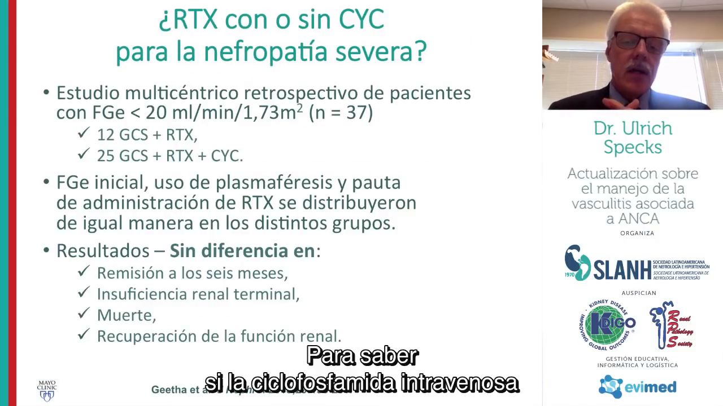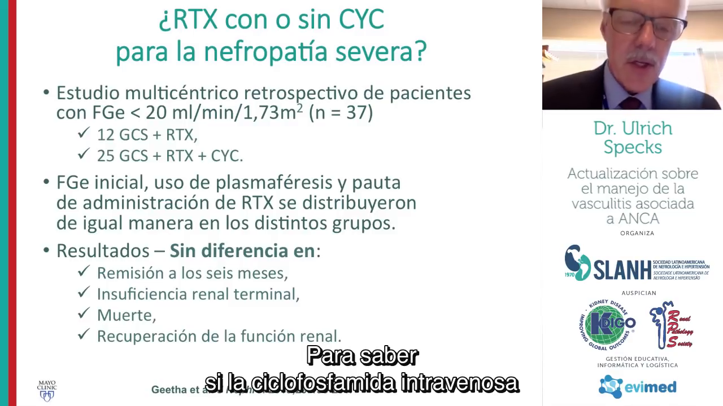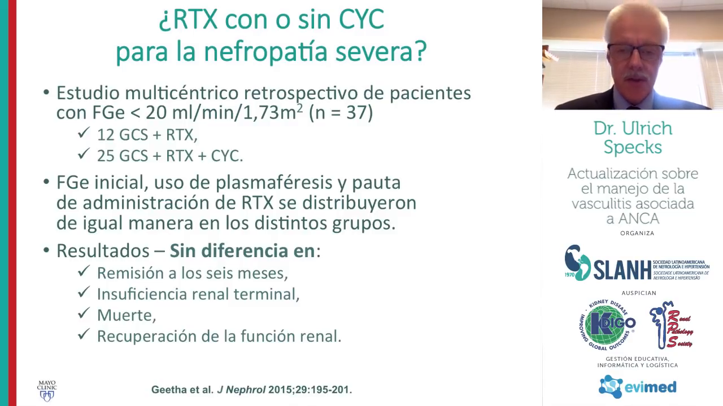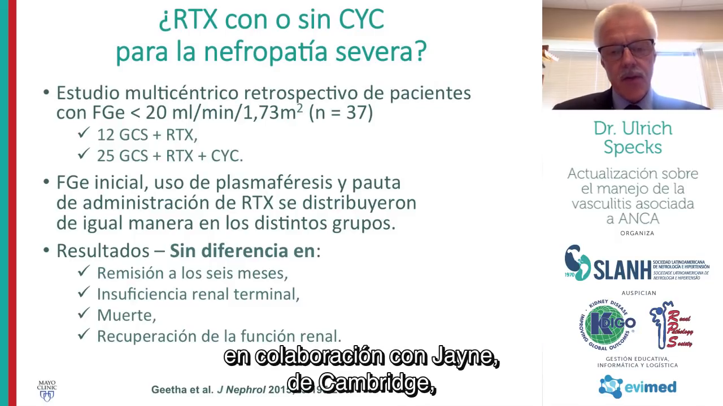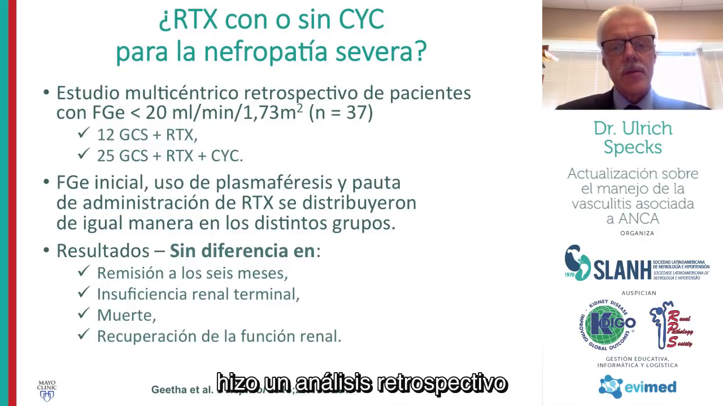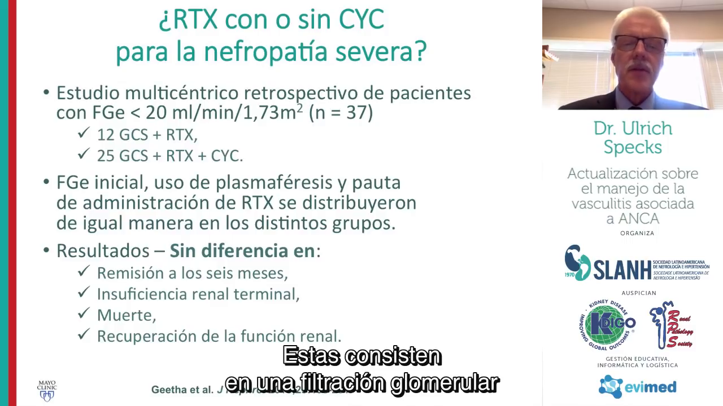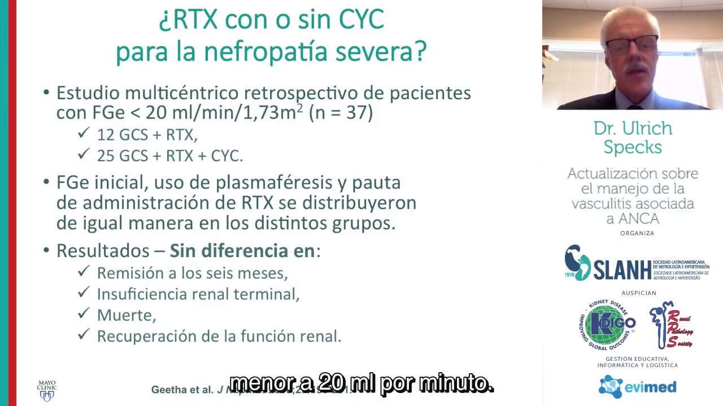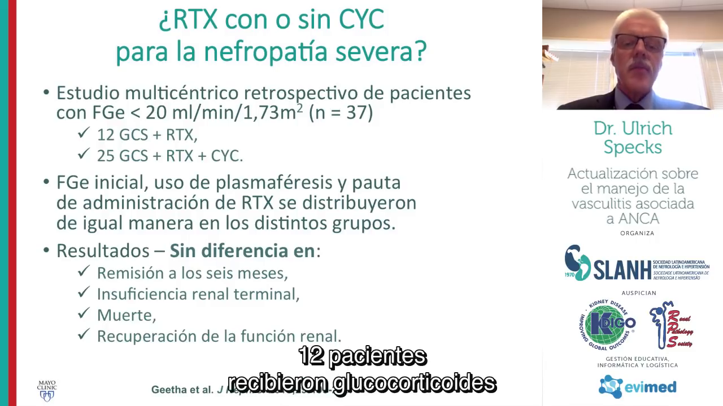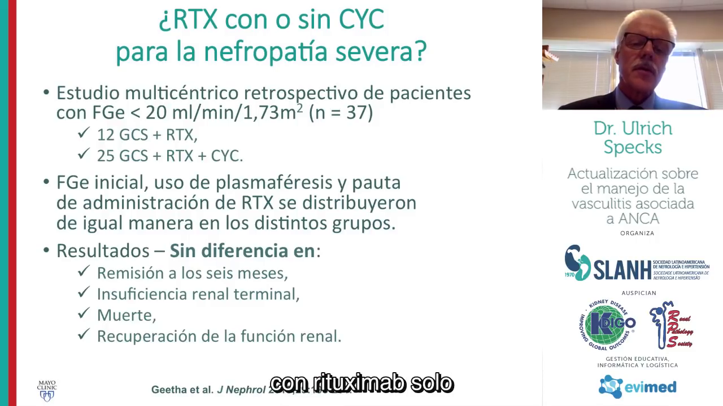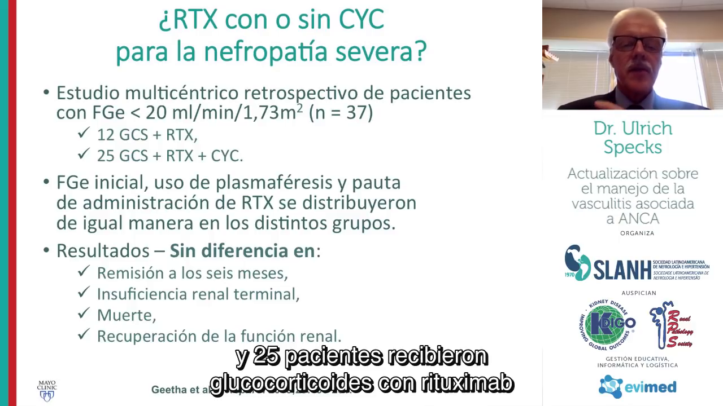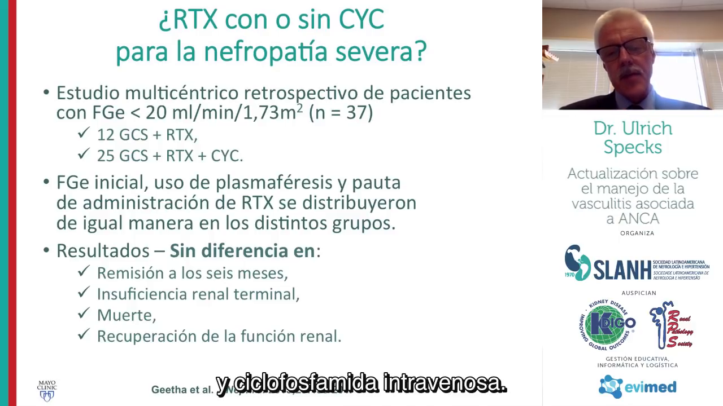To address this question, whether these IV cyclophosphamide boluses were at all needed, Dr. Geetha from Johns Hopkins, in collaboration with Dr. Jain from Cambridge, conducted a retrospective analysis of their patients with severe renal disease, defined as an estimated glomerular filtration rate of less than 20 milliliters per minute. 12 patients received glucocorticoids and rituximab alone, 25 patients received glucocorticoids and rituximab and intravenous cyclophosphamide boluses.